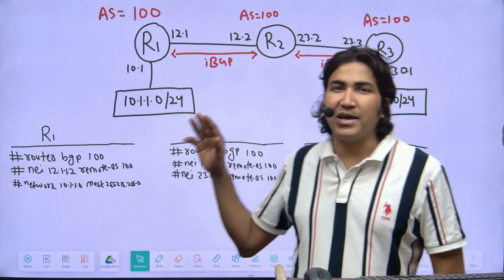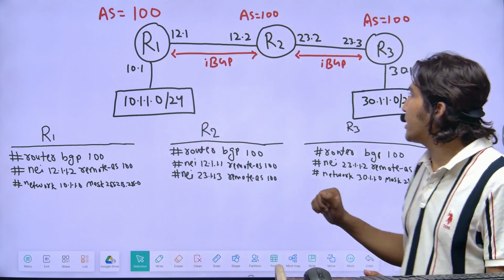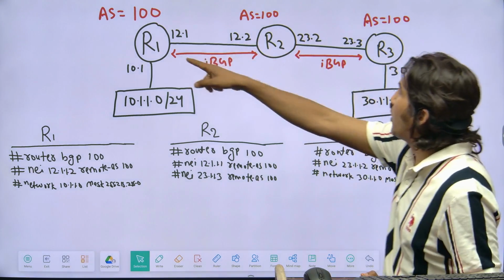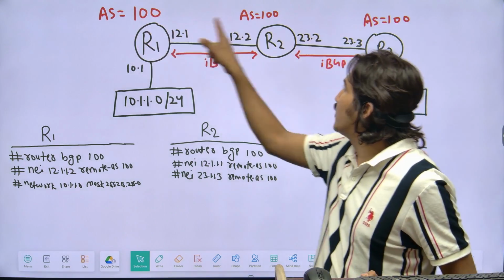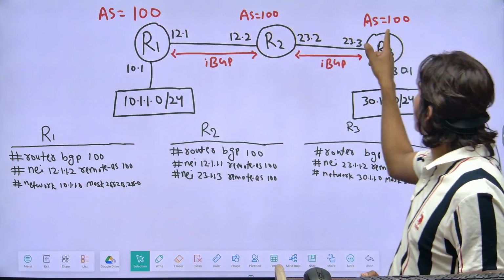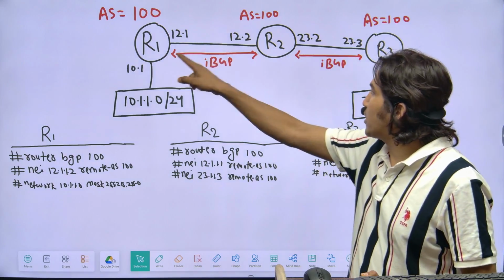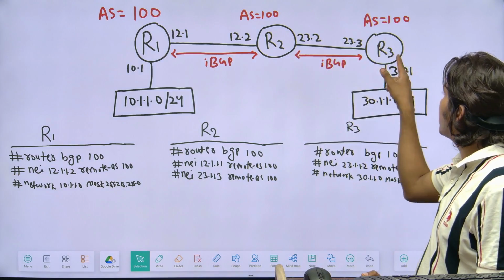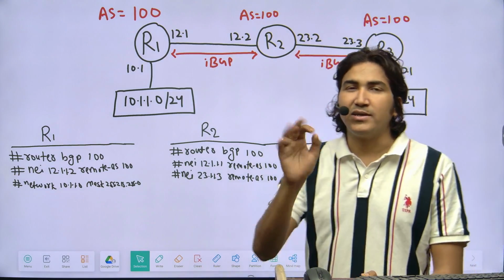And guys, this is my scenario. As you can see, there are three routers: router 1, router 2 and router 3. On all the routers I am running BGP AS number 100. So between router 1 and router 2 I have IBGP neighborship, as well as between router 2 and router 3, I have IBGP neighborship.